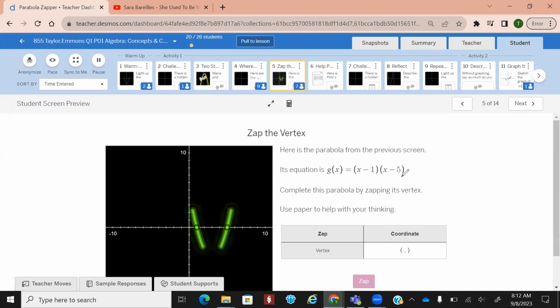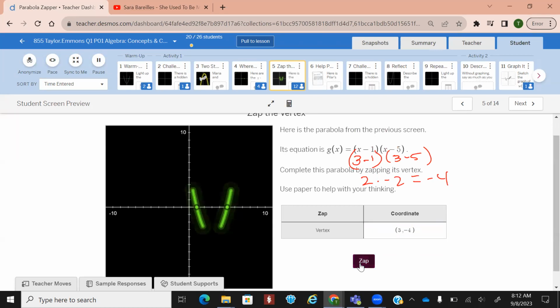Well, let's plug 3 into our equation. So we're going to get 3 minus 1 times 3 minus 5. So 3 minus 1 is going to give me 2. 3 minus 5 is negative 2. So what's 2 times negative 2? Oh, -4. Okay, so this is going to be 3, negative 4. Zap. Look at it. Gorgeous.